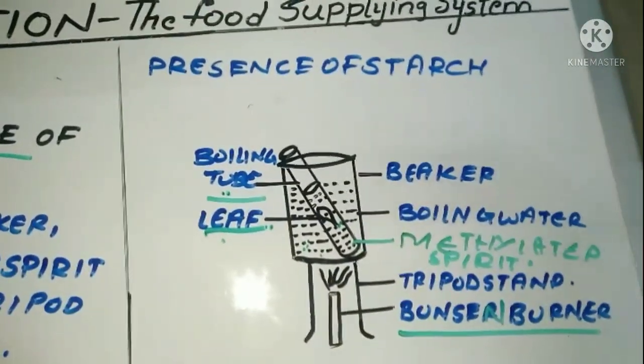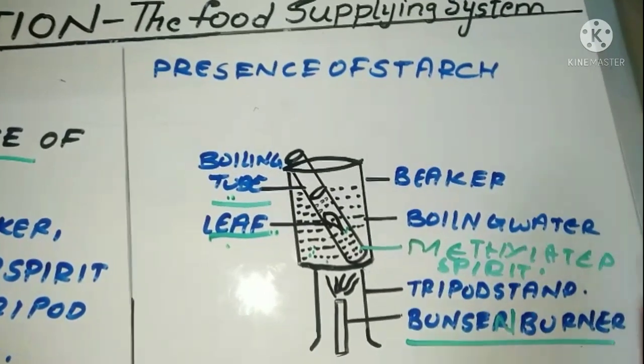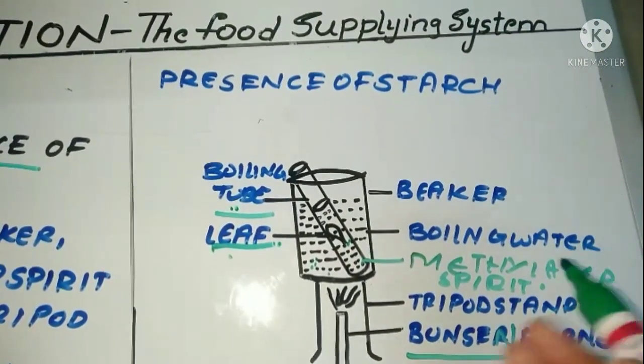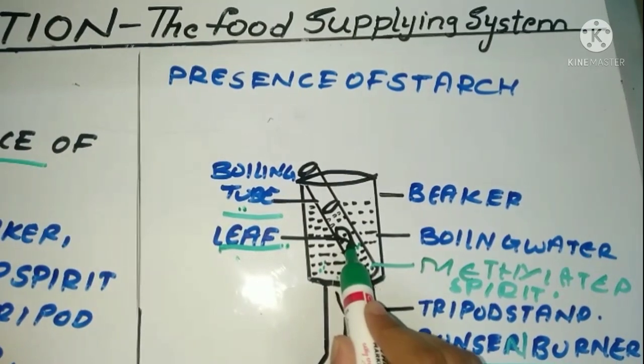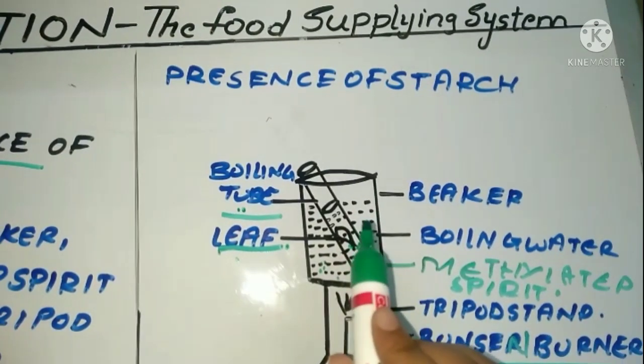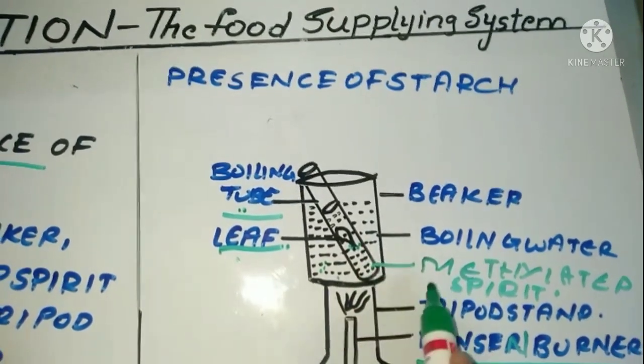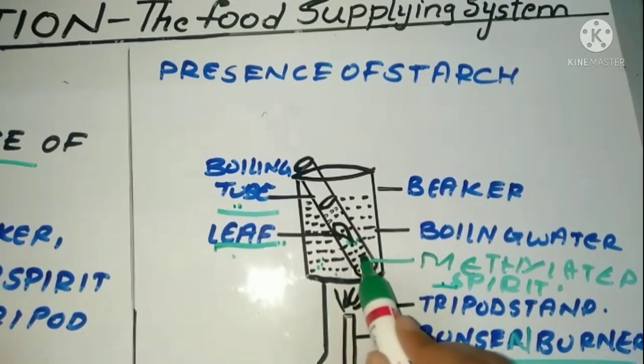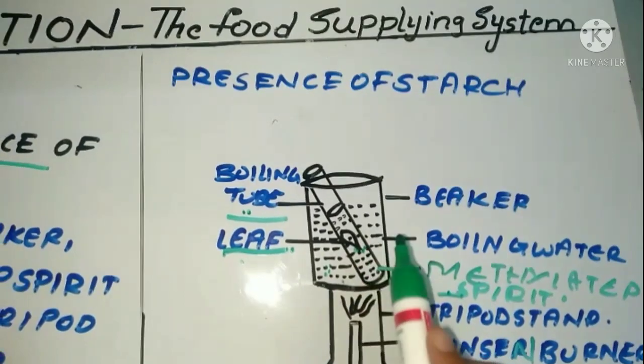We have to boil the apparatus for some time. Then after some time we will observe that this leaf, which is green in color, becomes pale white. This is due to the removal of chlorophyll. By using this methylated spirit, we remove chlorophyll from this leaf.